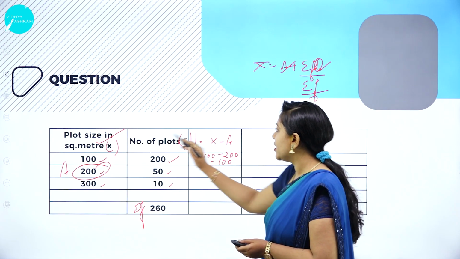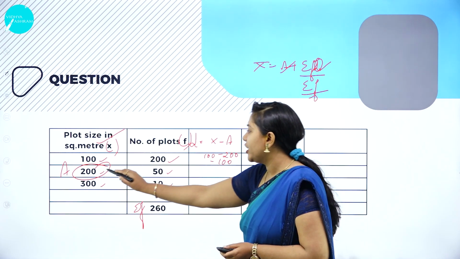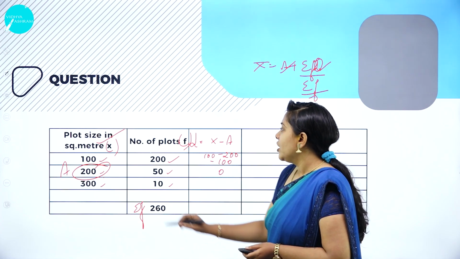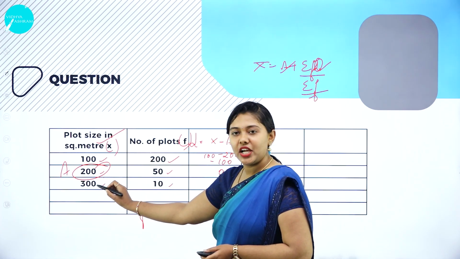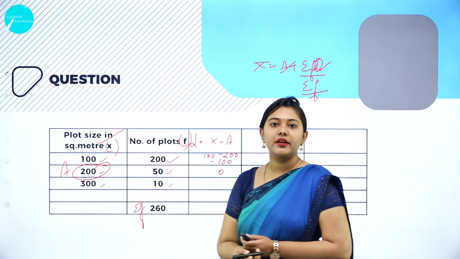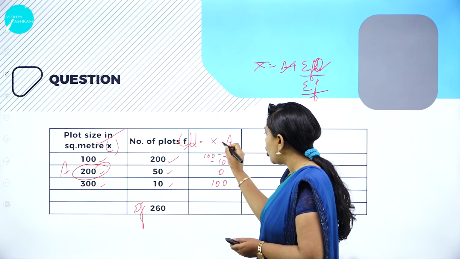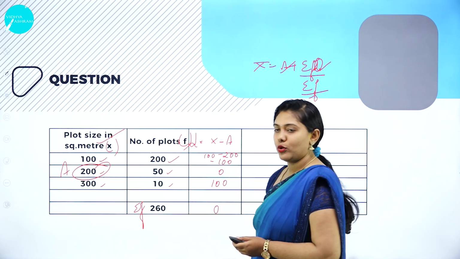So what is X here? 200. What is the assumed mean? 200. 200 minus 200 will be 0. And what is X here? 300. 300 minus 200, how much will it be? It will be 100. So what will be your D values? Minus 100, 0 and 100.